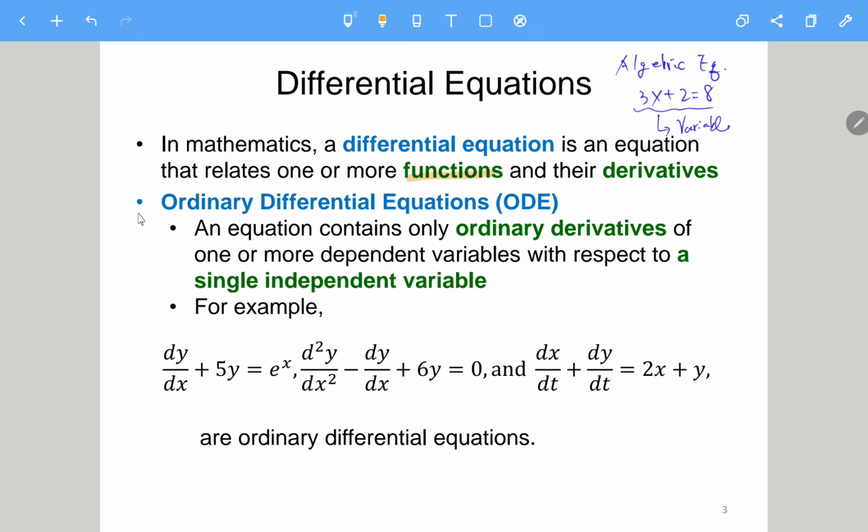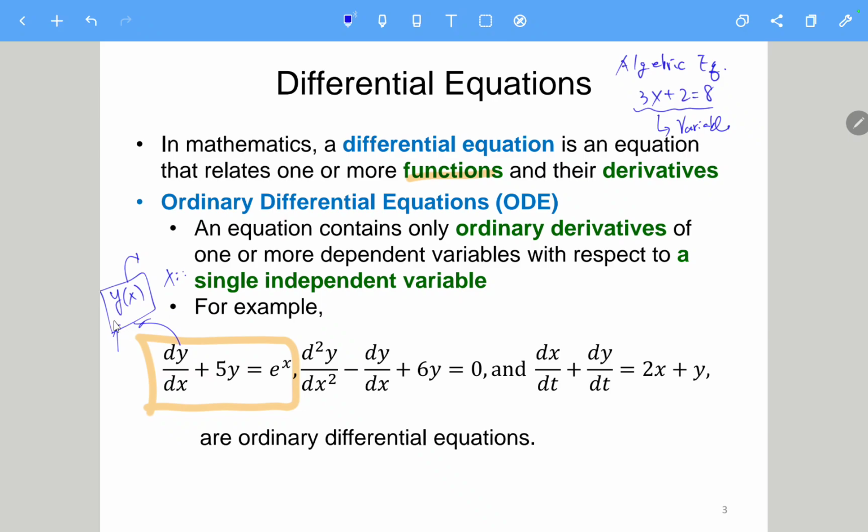Of course, for differential equations, we can also further divide into ordinary differential equations and partial differential equations. An ordinary differential equation is an equation that consists only of ordinary derivatives of one or more dependent variables with respect to a single independent variable. For example, this one: dy/dx plus 5y equals e to the x. Here we consider y a function of x. x is called the independent variable, and y is the unknown function.